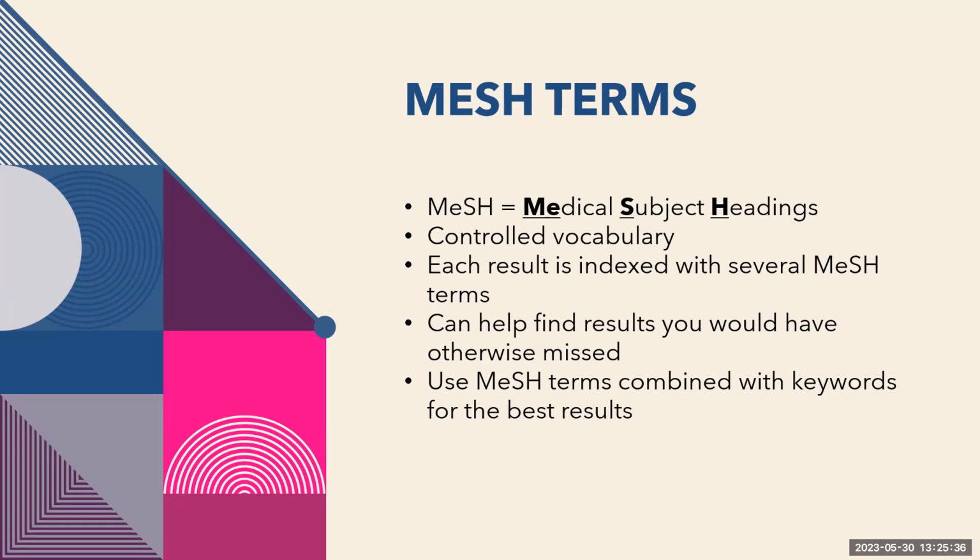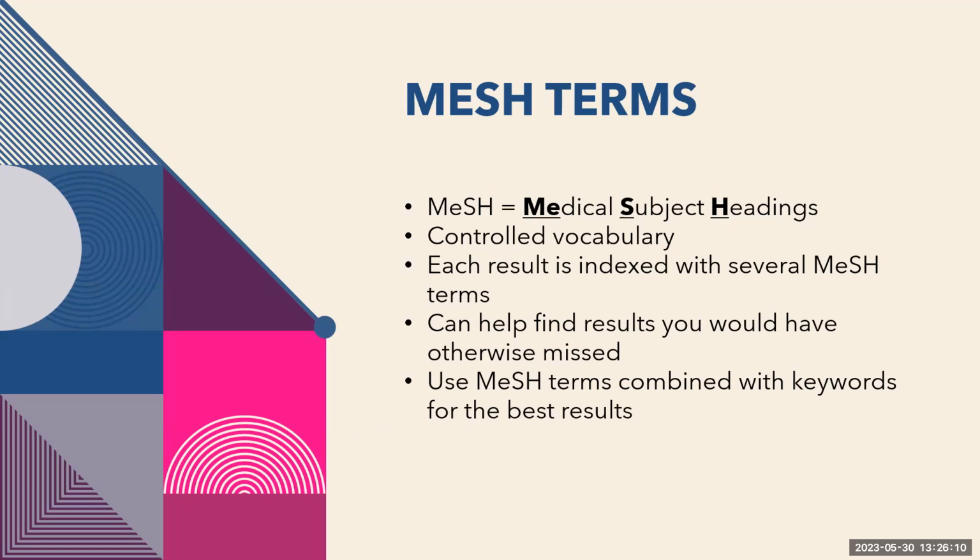But MeSH terms can also help you if the title is not descriptive. Sometimes people write really vague titles or metaphorical titles or something like that. And if the abstract is missing, you may not know what is in that article unless it's indexed with the MeSH terms. So we're going to go back to PubMed and we will look at how you can use MeSH.